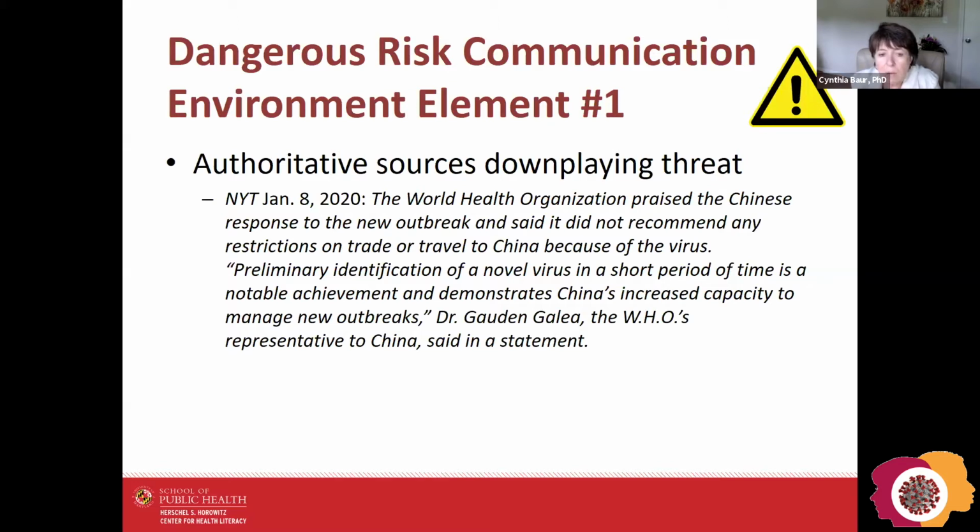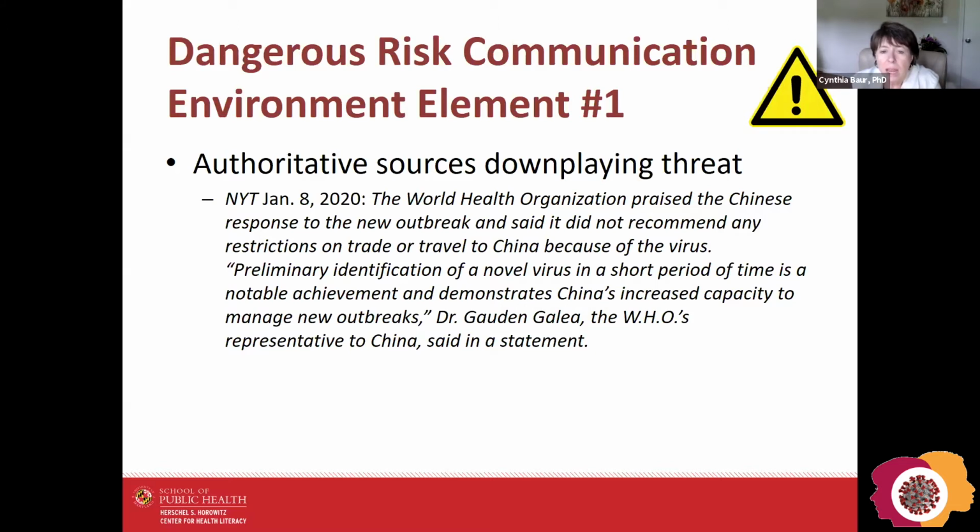I looked back at what were the initial public information statements about the coronavirus, before it switched over to being referred to as COVID-19. At least in terms of 2020, the first reference I found in leading media in this country was the New York Times on January 8th, 2020, where there was a story referring to the World Health Organization statements about the Chinese government's response to the outbreak. And there's a statement from the WHO representative to China about this situation.